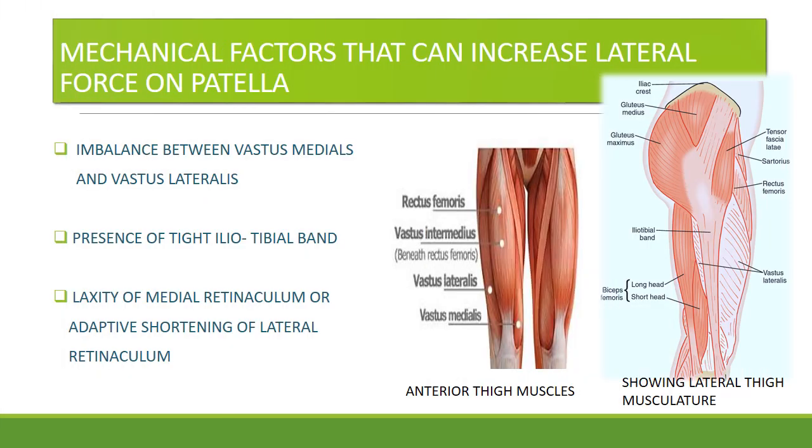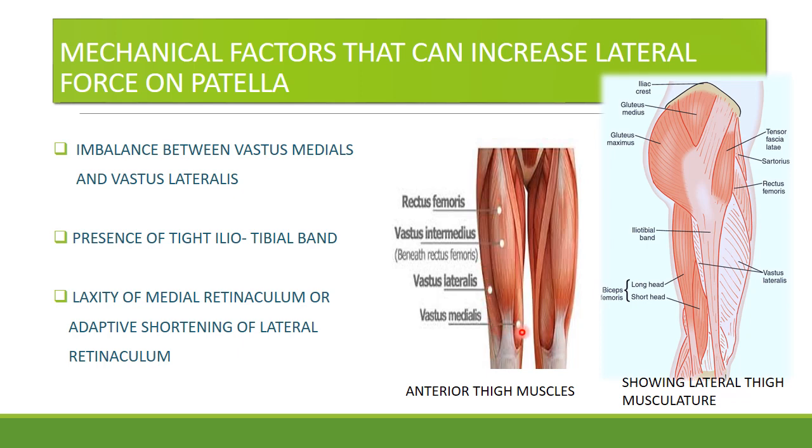There can be certain mechanical factors that can increase lateral forces on the patella. The very important and most commonly found one is imbalance between the vastus medialis and the vastus lateralis. Vastus medialis and lateralis are parts of quadriceps femoris. You can see medialis is found over the medial side of the knee joint, whereas lateralis is found on the lateral side of the knee joint.